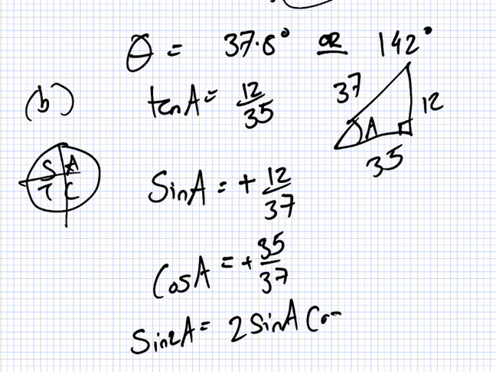What a ridiculous question. 2 times 12 over 37 times 35 over 37, and the answer is 840 over 1369.